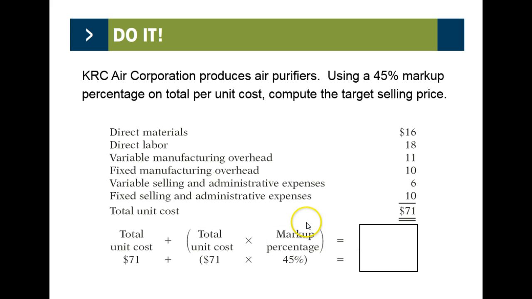If we take our unit cost of $71 and determine the 45% markup on that, that means we would have to sell this product for $102.95 per unit. Because 45% of $71 has got to be $31.95, right?